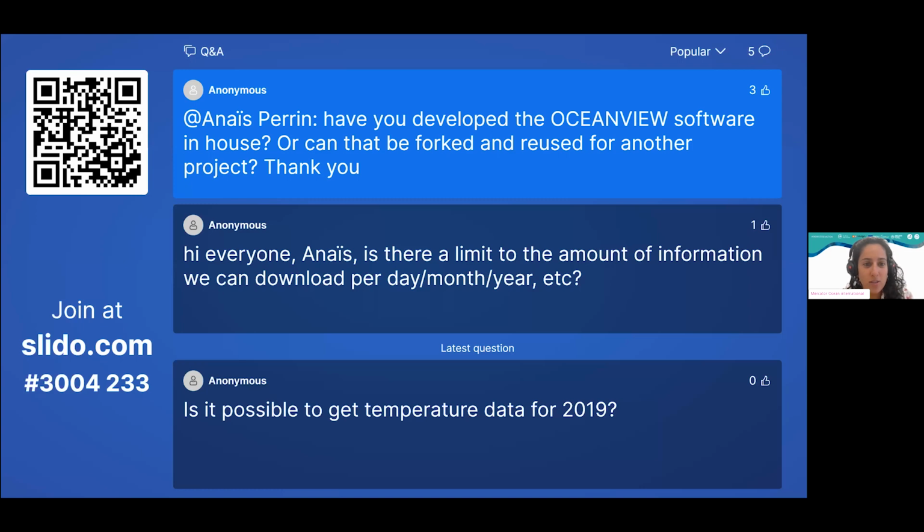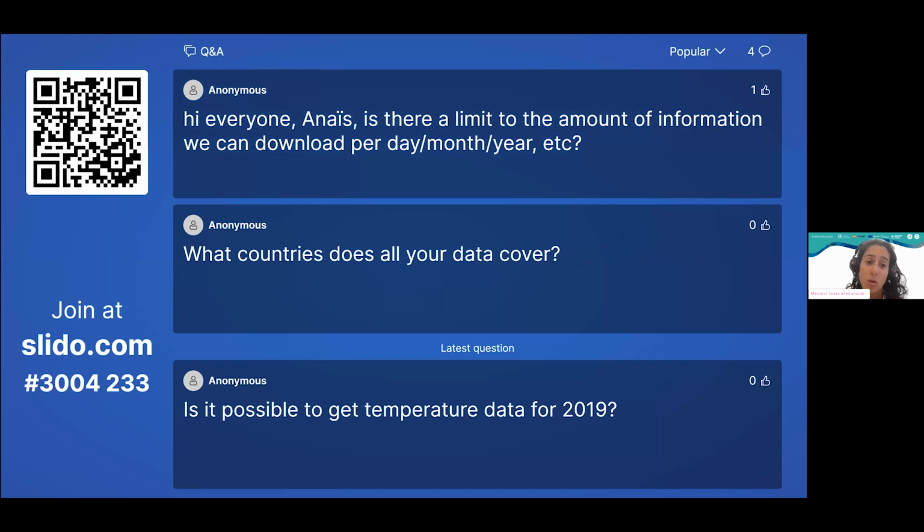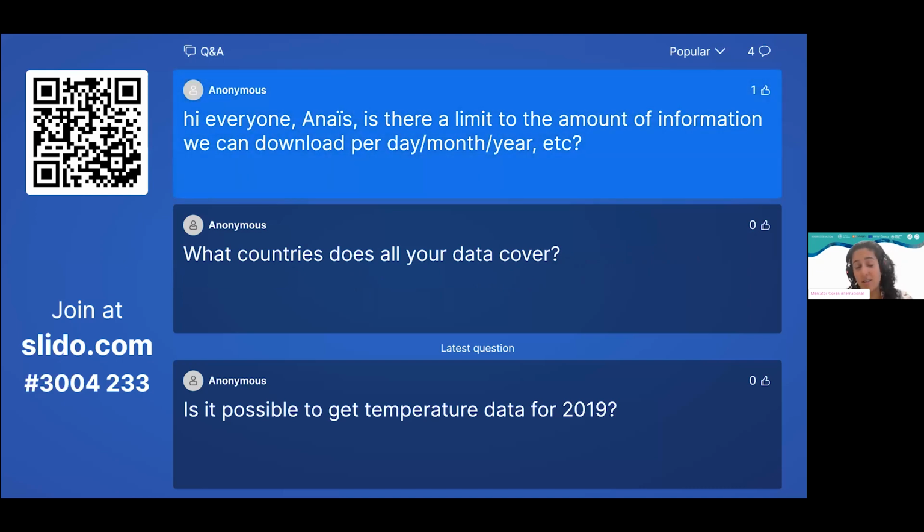And maybe one last one for you, Anaïs. Is there a limit to the amount of information we can download per day, month, or year, etc. from the, I assume from the viewer, or in general from the Copernicus service?